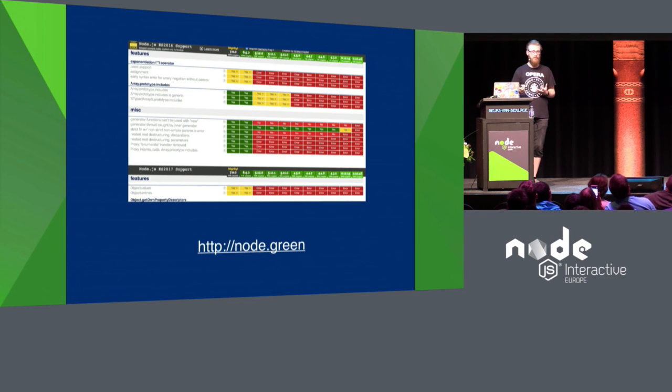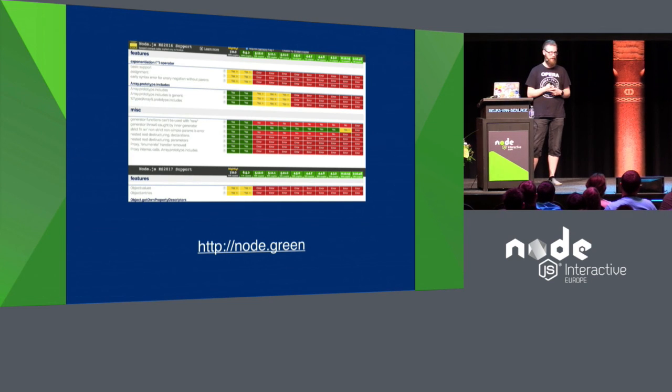If you want to know what's supported right now, and what's supported in the future, you can go to node.green. It has a great compatibility table. I only learned about it today. It's basically the same tests that are on Kangax, but it also adds the nightly build of Node. So it's pretty great.